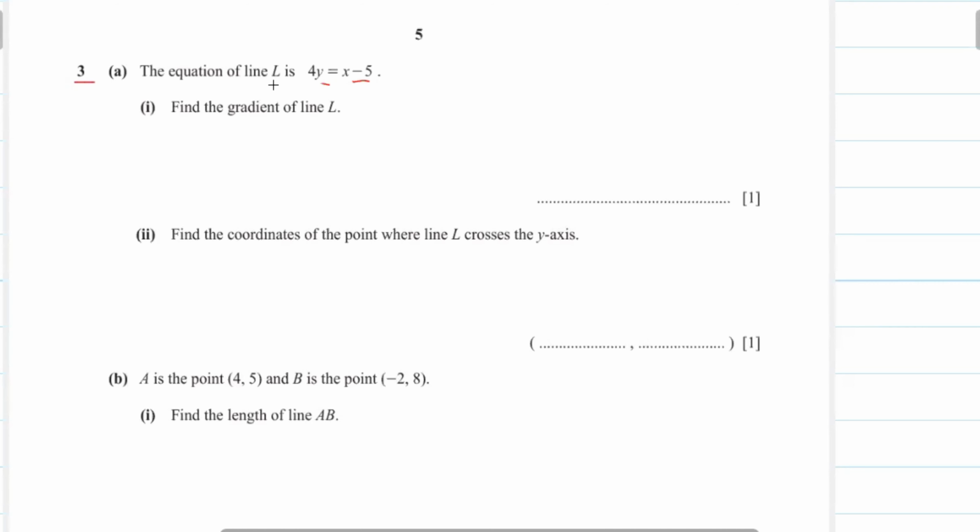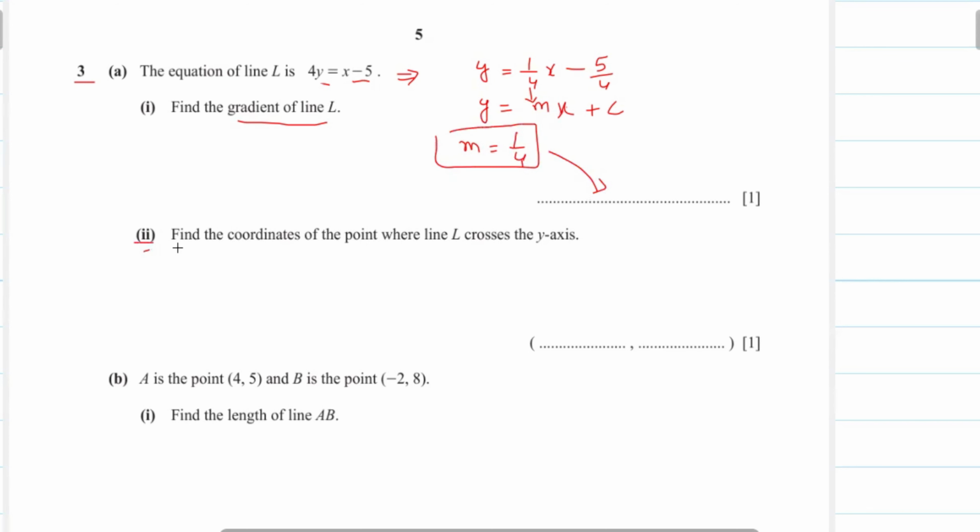Question number 3, part A. The equation of line L is 4y equals x minus 5. Find the gradient of the line. Now this equation we can write as y equals 1 over 4 x minus 5 over 4. Dividing the equation by 4, we get y equals 1 over 4 x minus 5 over 4. We compare this equation with y equals mx plus c. When we compare it, you see here the coefficient of x is the gradient of a line. Therefore, m here will be equal to 1 over 4, and this is the gradient of line L.